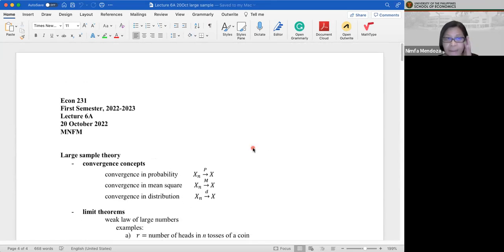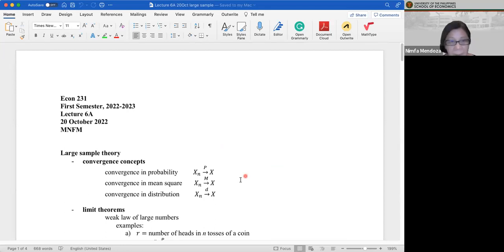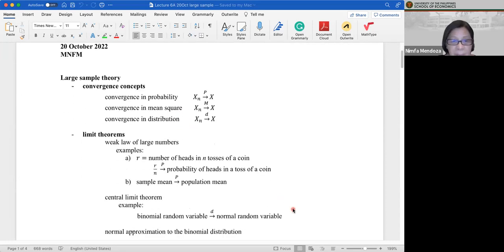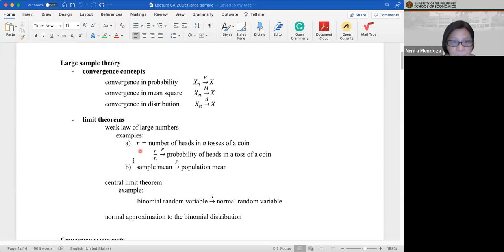For these lecture notes, we just went over the concept of convergence in probability, convergence in mean square, and convergence in distribution. We'll move on to the limit theorems, where we will have the weak law of large numbers. There we would be working with PLMs again. We have the central limit theorem. So here we'll be working with the normal distribution.